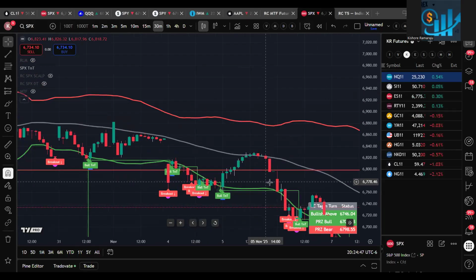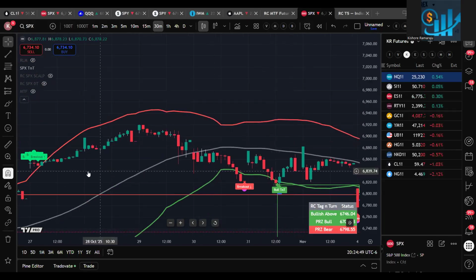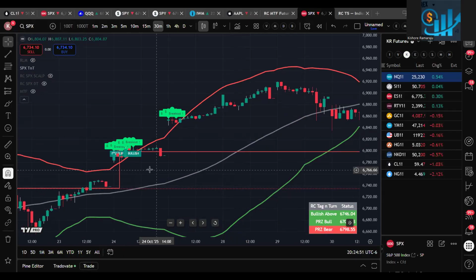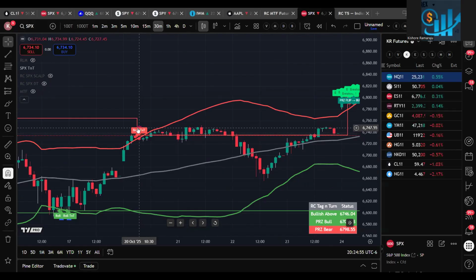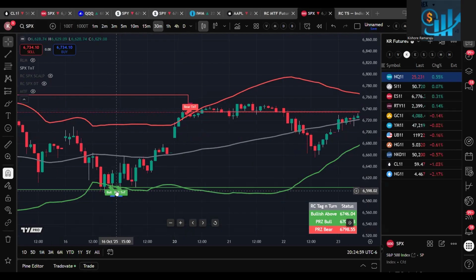So if you see here, sometimes when price goes all the way up, you get a bearish tag and turn. That means price went so much high. So here you got a bullish tag and turn. Then you take a bull put. Next 3 days, 4 days, it will continue to go up. This is 30 minutes. So 30, 30, 30, like that. Minimum 2, 3 days, it will be a bullish trend.